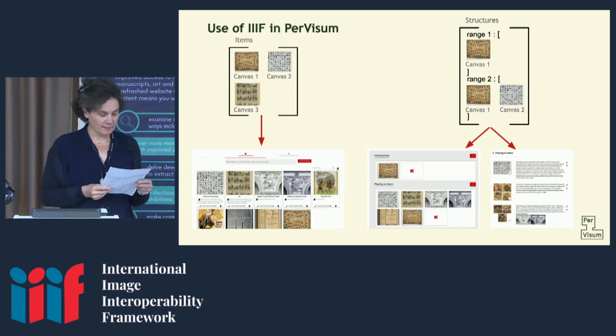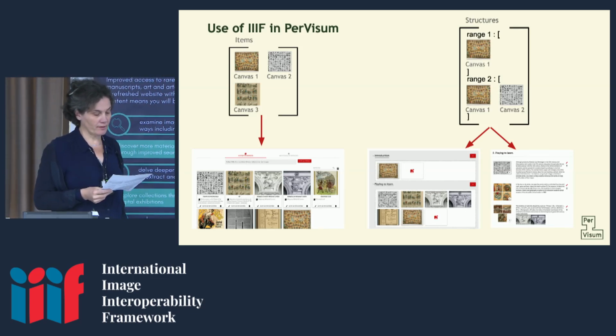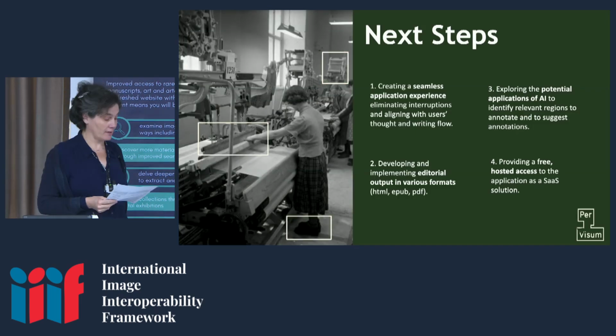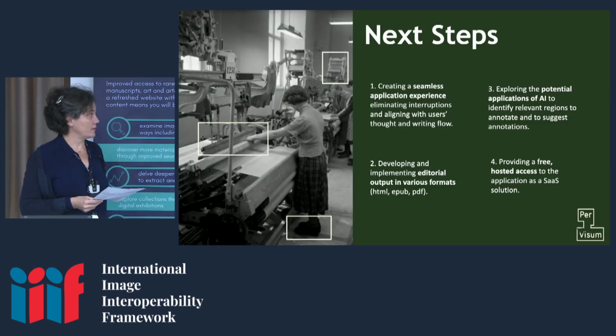So we expect to make the code open source with the first stable version of the tool likely around September. And speaking of next steps, we are working on developing and implementing editorial output in various formats like HTML, EPUB, and PDFs.